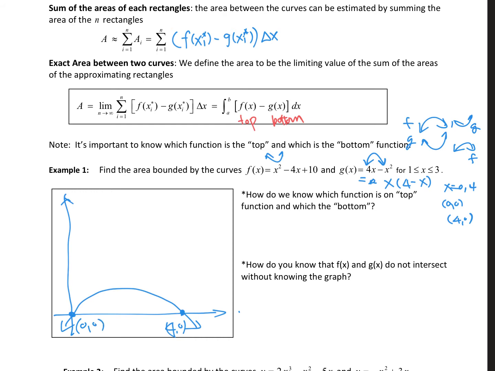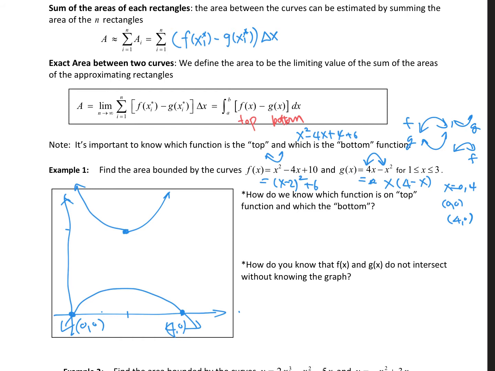How about f of x? I'm going to try to complete the square, so it's (x minus 2) squared. If I just do (x minus 2) squared, I get x squared minus 4x plus 4. But my function is x squared minus 4x plus 10, so I need plus 6. That means your vertex is at (2, 6). And again, we know this has a leading coefficient 1, which is positive, so it's going to open upward like this.